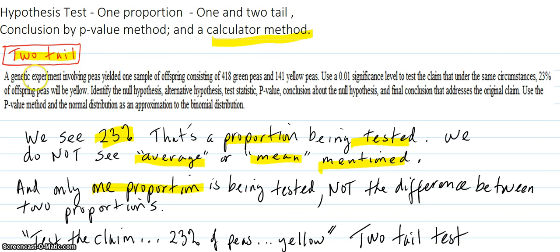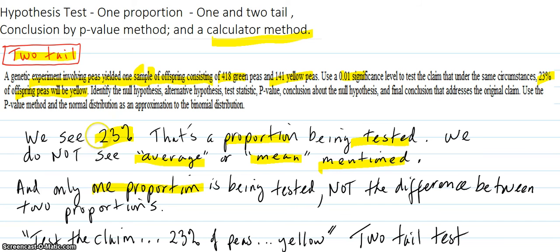A genetic experiment involving peas yielded one sample of offspring consisting of 418 green peas, 141 yellow peas. Use a 0.01 alpha significance level to test the claim that under the same circumstances, 23% of the offspring peas will be yellow. Alright, so that's what we're supposed to do.